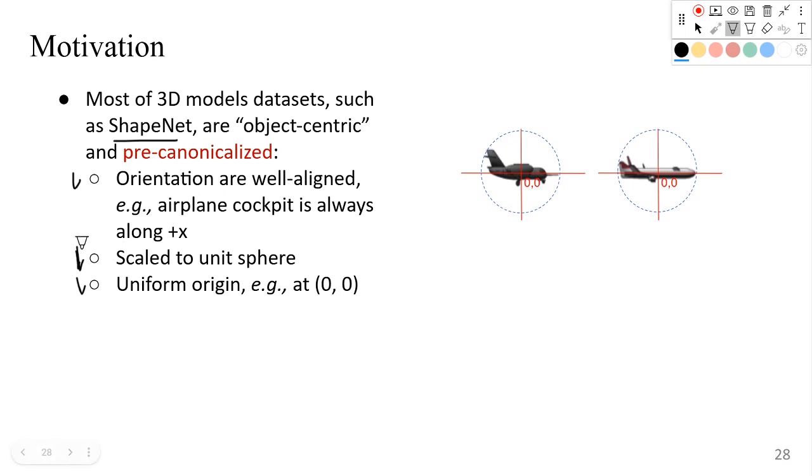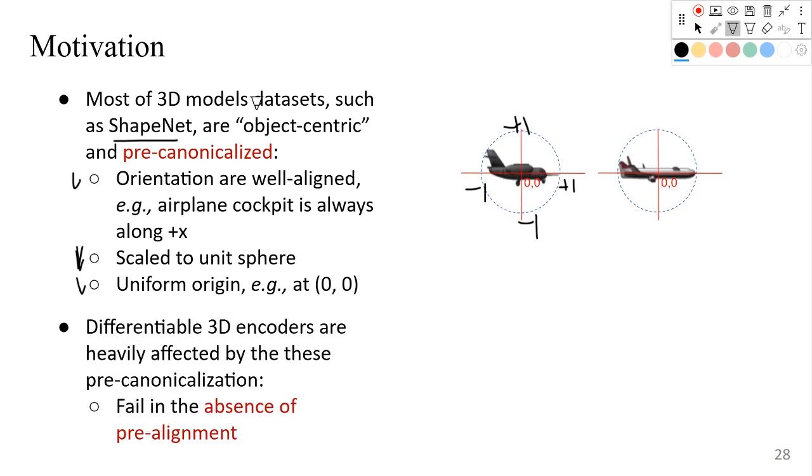And then the second item here is that they are scaled to the same scale. For example, we use a unit square here. This is positive 1, this is minus 1, positive 1, and this is minus 1. And then the third item is that they have a uniform origin, which is the zero center. The origin is 0, 0. Yeah, these are the properties of the most common 3D model datasets that we have right now.